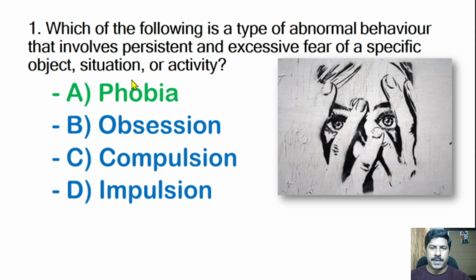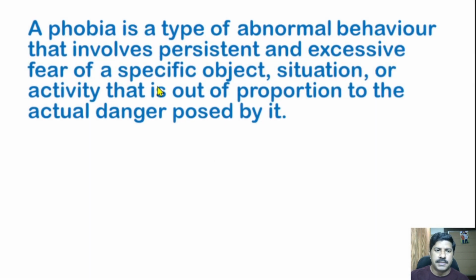The correct answer is phobia. In the coming time, I will explain each and every option. First we will see what is phobia. Phobia is a type of abnormal behavior that involves persistent and excessive fear of a specific object. It may be against some particular object or towards some particular situation or activity that is out of proportion to the actual danger posed by it, because that person has excessive fear.